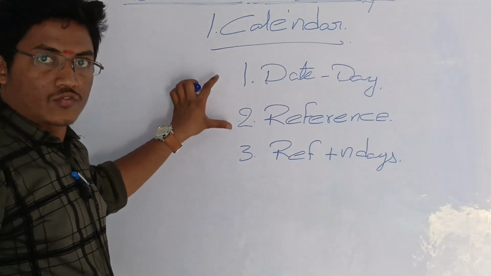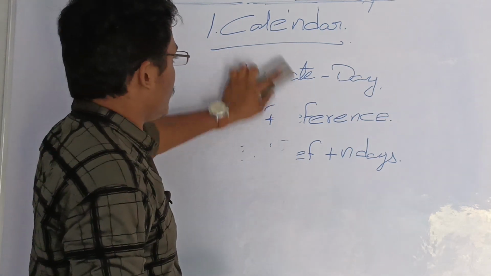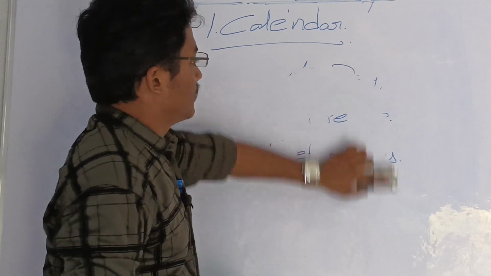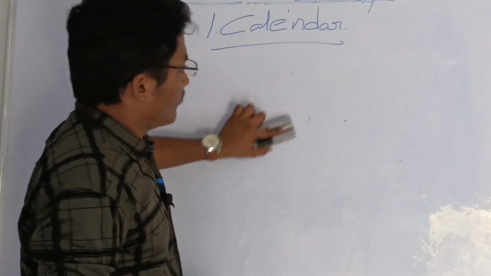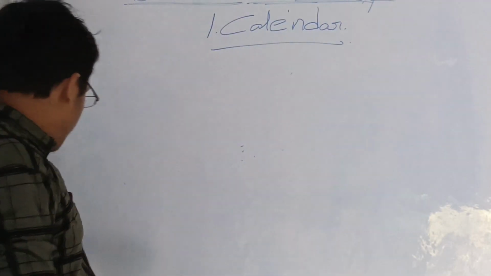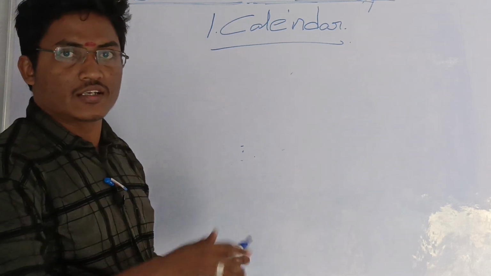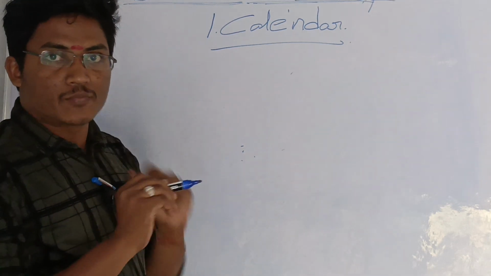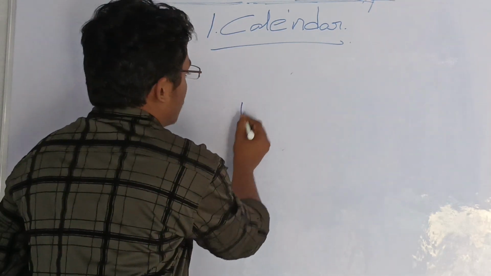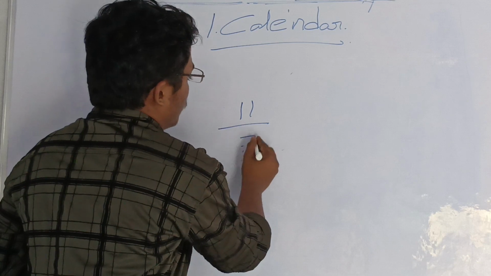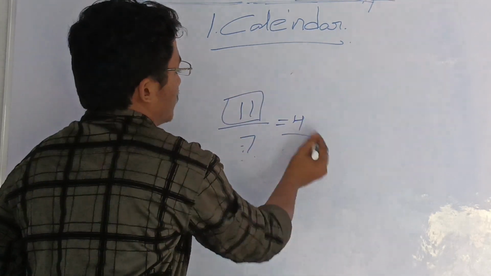To find out all these questions, we need to know the odd day concept. Odd day means the remaining day. In a week, as we know, there are 7 days. So if we want to calculate odd days for some group of days, we need to divide the number of days by 7. For example, consider 11 days. If we divide it by 7, we get remainder 4. So in these 11 days, we have 4 odd days.